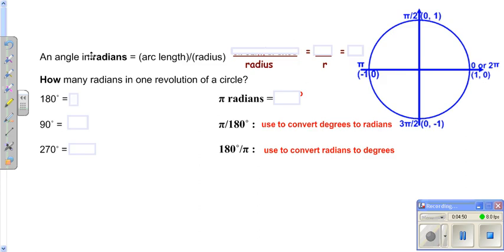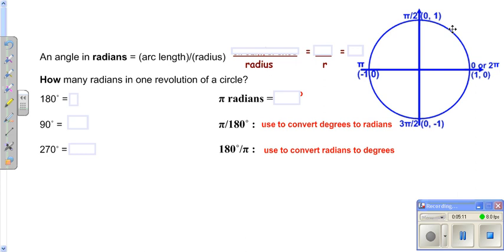So let's take a look at a different way to measure angles. Angles can be measured in degrees, but can also be measured in what's referred to as radians. Radians is defined to be your arc length, that's the curved distance going around your circle, divided by your radius. Well, let's look at how many radians are in one full revolution.